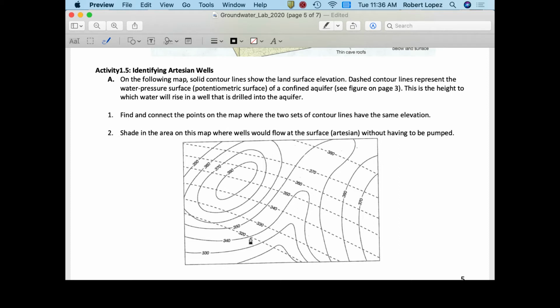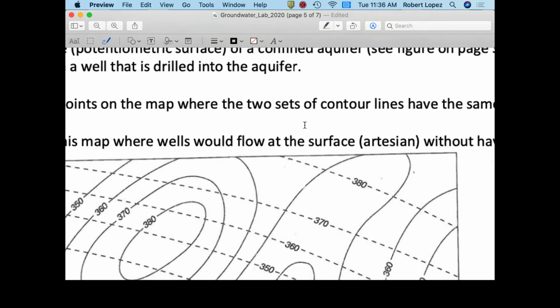Now these other lines are showing the elevation of the water table in the subsurface. And remember, the key thing is whenever the water table intersects the ground surface is where we're going to have springs or water flowing on the ground, like this idea of artesian flow. To do this, we need to plot where the two sets of contour lines intersect. Let's see if I can zoom in a little bit here.